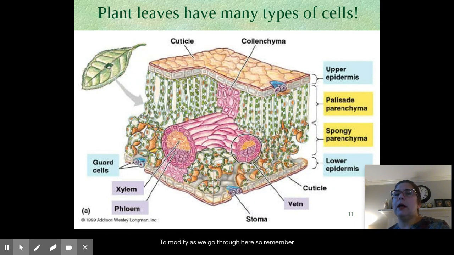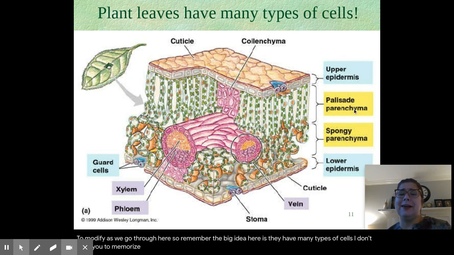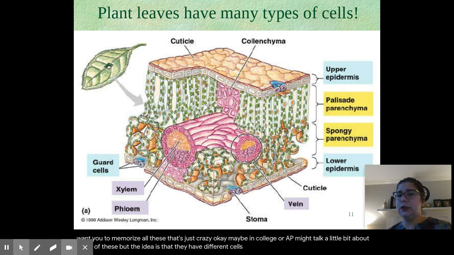So remember, the big idea here is they have many types of cells. I don't want you to memorize all these. That's just crazy, okay? Maybe in college or AP, you might talk a little bit about some of these. But the idea is that they have different cells to do different jobs, just like many other living organisms.